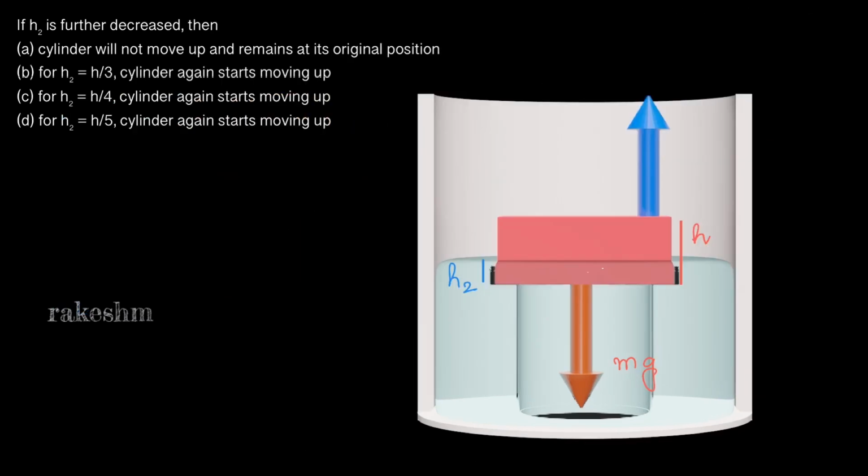Let us now move on to the last part of this question. So in the last part he has asked if h2 is further decreased, which means if this height of water level is further decreased, then the cylinder will not move up and remain in its original position. For h2 equals h by 3, the cylinder again starts moving up. So he is giving different heights of this h2, and he is saying that this again starts moving up. For h by 3 or h by 4 or h by 5, does it again start moving? Let us visualize what happens when this height of the water is further decreased.